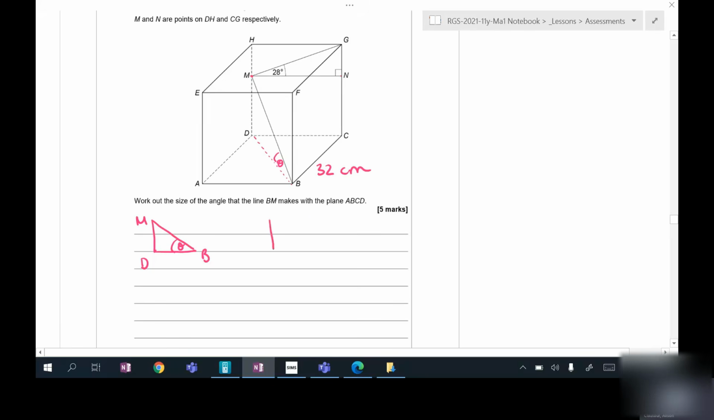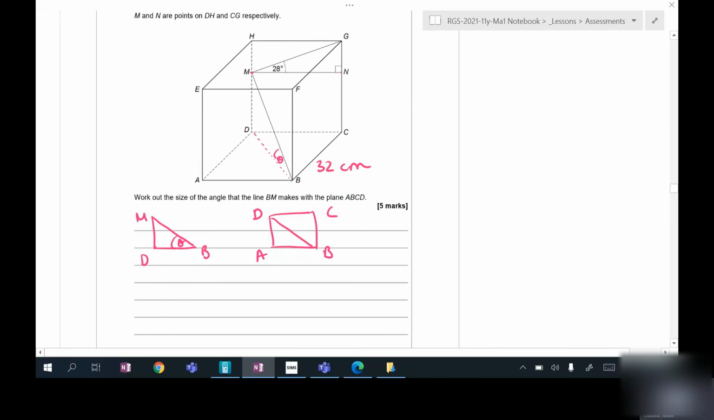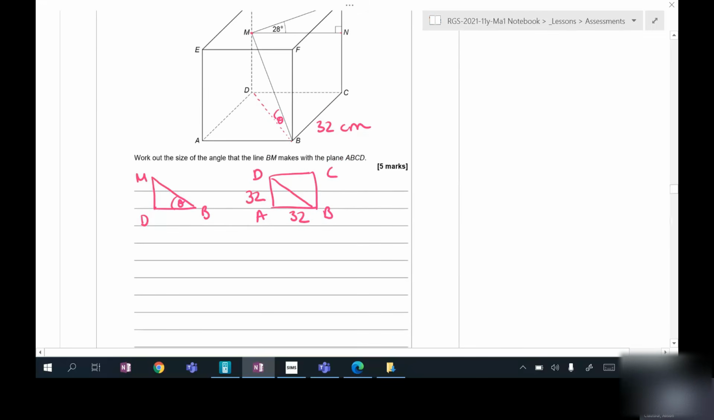So I'm going to draw out the base in a 2D diagram. This is D, B, A, C. Okay, and it's a cube, so all the sides are 32. So if this is 32, this is 32, I can use that to work out what DB is. So DB squared is 32 squared plus 32 squared, and square root that using Pythagoras.